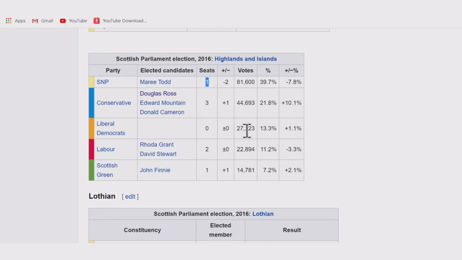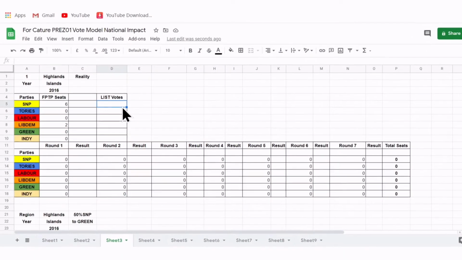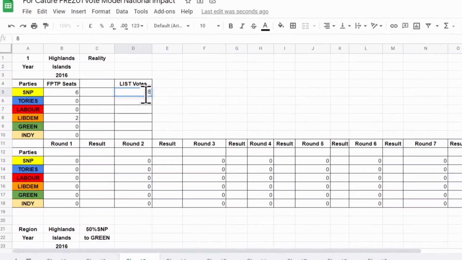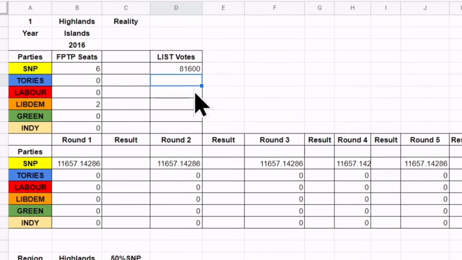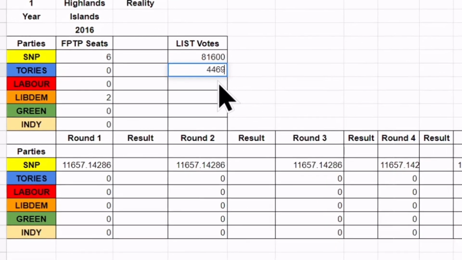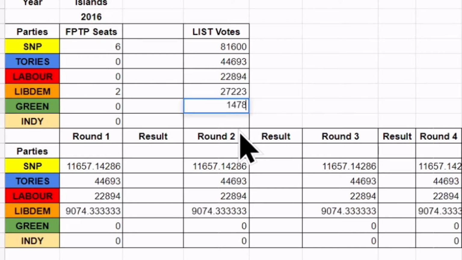But let us go and input the votes into our model just now and go through the whole calculating process, the list. So SNP were 81,600, the Tories were 44,693, Labour was 22,894, Liberal Democrats 27,223, Greens were 14,781, and our little indie party, they got none.